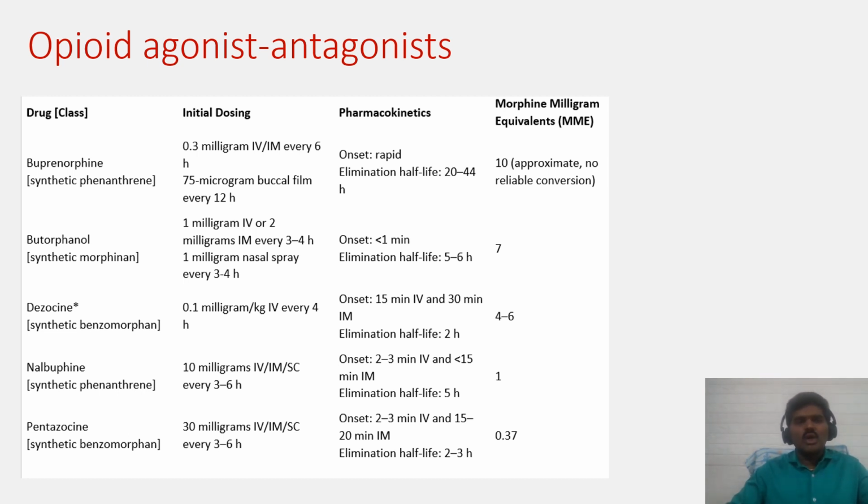Butorphanol, which is commonly used in pain due to pancreatitis, 1 milligram IV or 2 milligrams IM every 3 to 4 hours. 1 milligram nasal spray every 3 to 4 hours can be given. Onset is less than 1 minute. Elimination half-life is up to 6 hours.